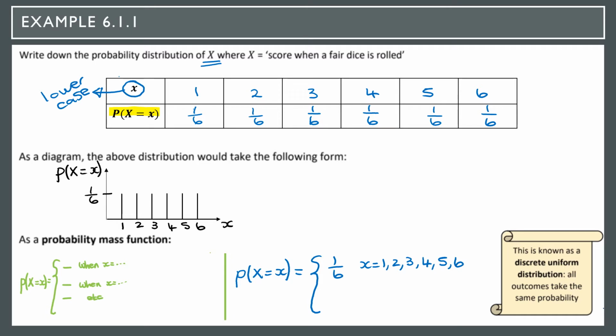If it wasn't the case that you had the same probability for all your values, you would just list your next probability and for which values of x underneath. It's also really good practice to just denote that it's 0 in every other case, so 0 otherwise, and that is your probability mass function. So all of these representations show the probability that the random variable takes any given value in its sample space. So in this example, we're looking at the score when a fair dice is rolled and the associated probabilities. When all of the probabilities are the same, so for example in this case where we have a sixth for each outcome, the distribution is known as a discrete uniform distribution.